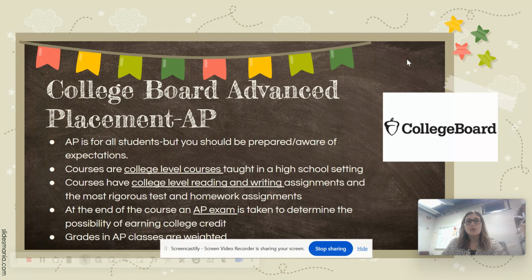In high school, when we use the words AP, we are referring to College Board AP. It is a college level class that is taught in a high school. The expectation is that the students are reading and writing at a college level. At the end of the course, they will take an exam, and that exam will determine whether or not they'll receive college credit, and the classes are weighted.